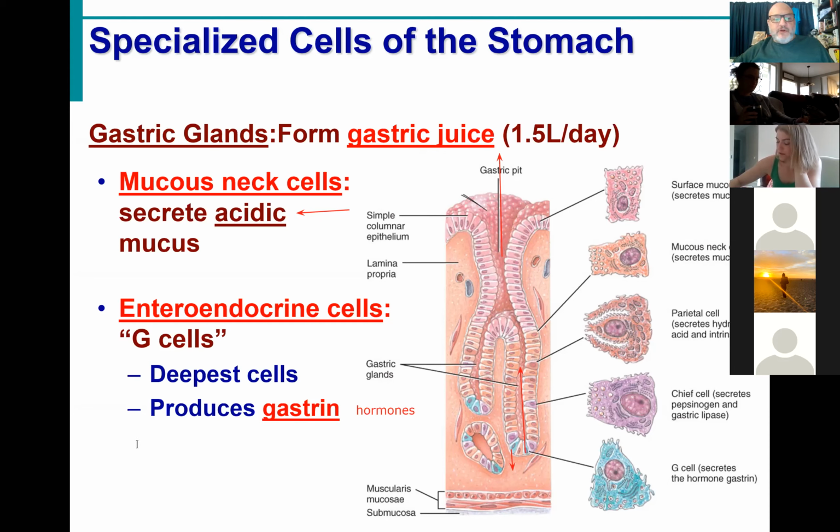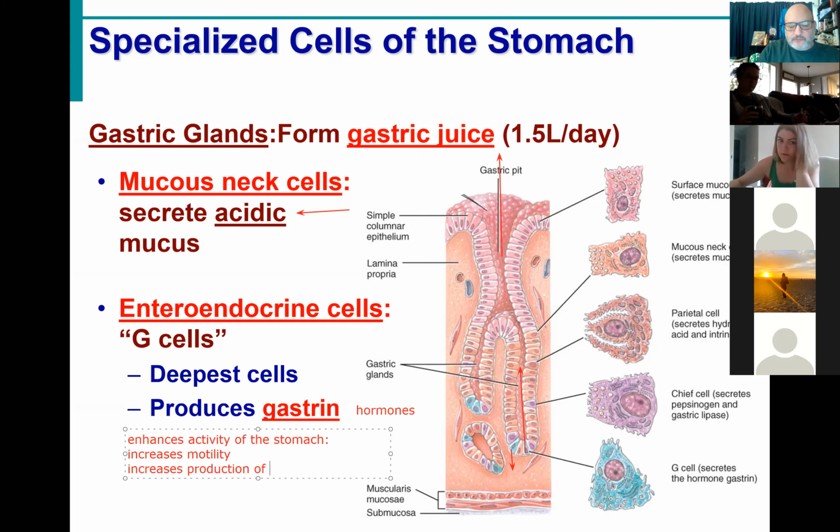Gastrin is a very important hormone that plays an important role in enhancing the activity of the stomach. It basically does two things. It increases motility, making the stomach churn more and more vigorously, and it increases production of the gastric juice. So we make more pepsin, we make more hydrochloric acid.